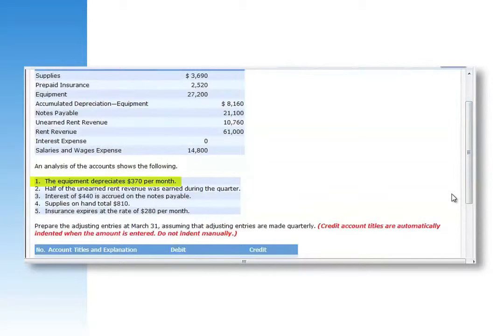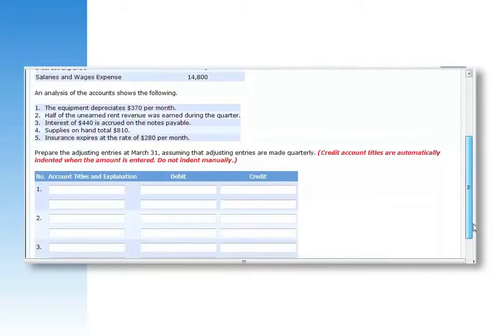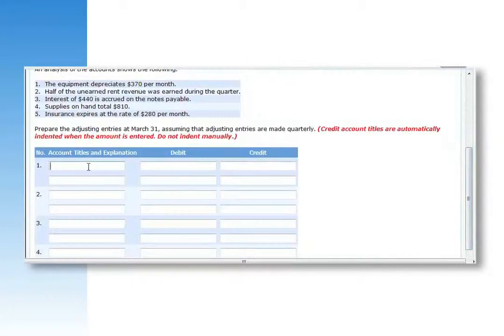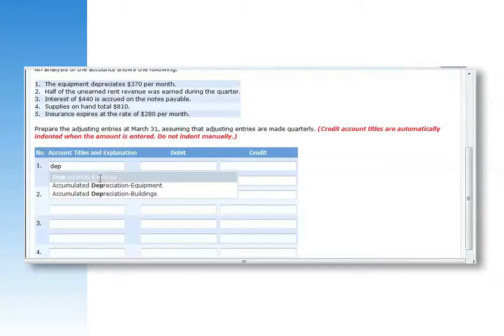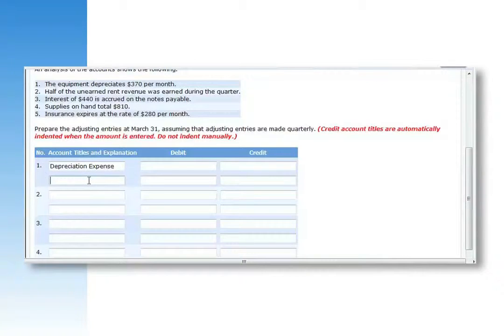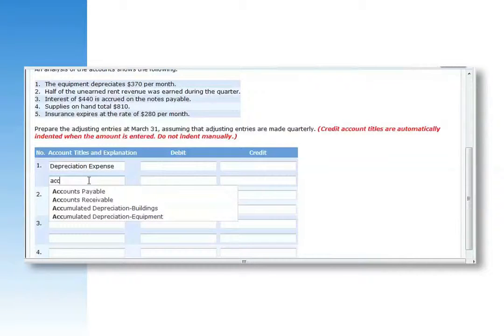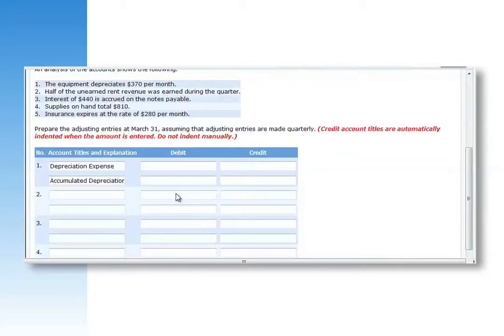The first item says that equipment depreciates at a rate of $370 per month. To record the depreciation adjusting entry, we would debit depreciation expense, and we would credit accumulated depreciation equipment for 3 months worth of depreciation, which would be $370 times 3, which is $1,110.